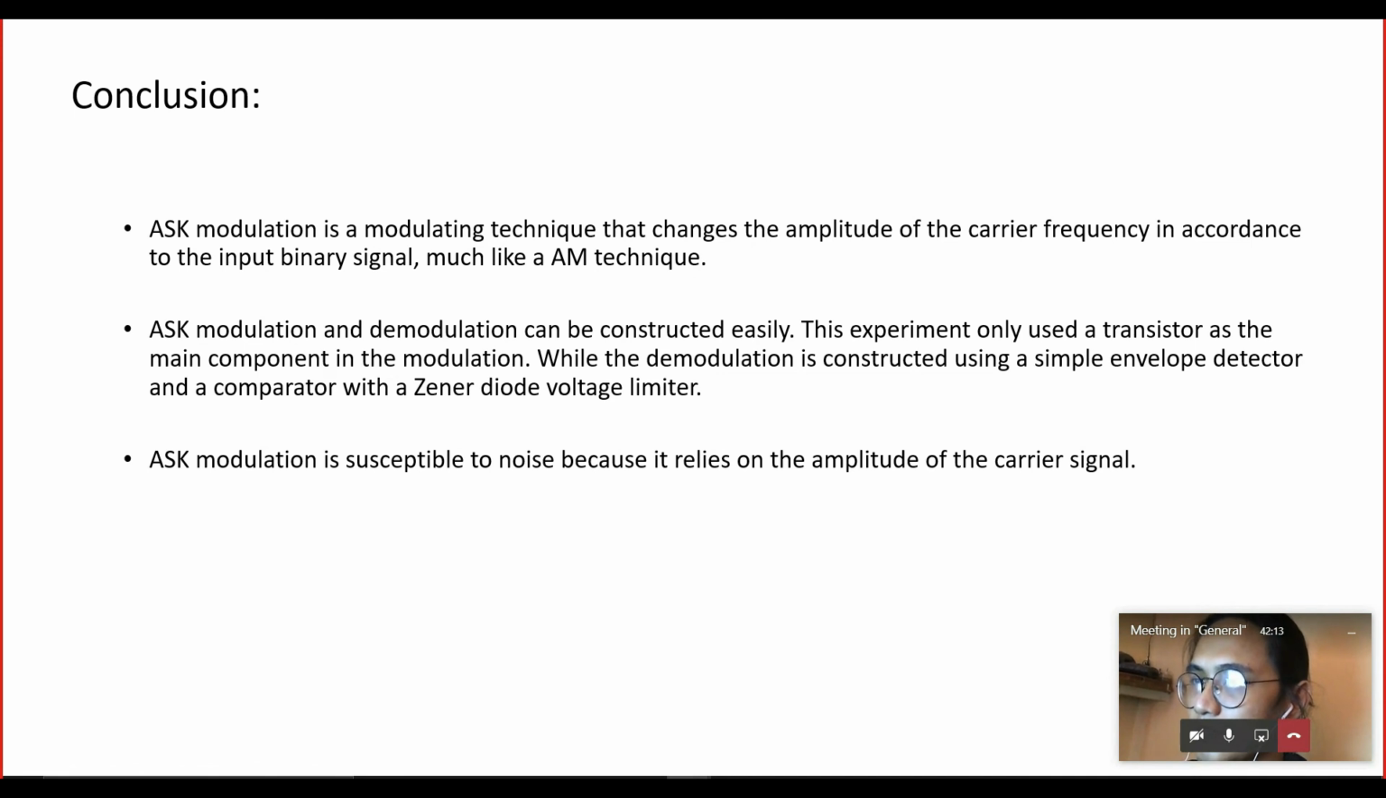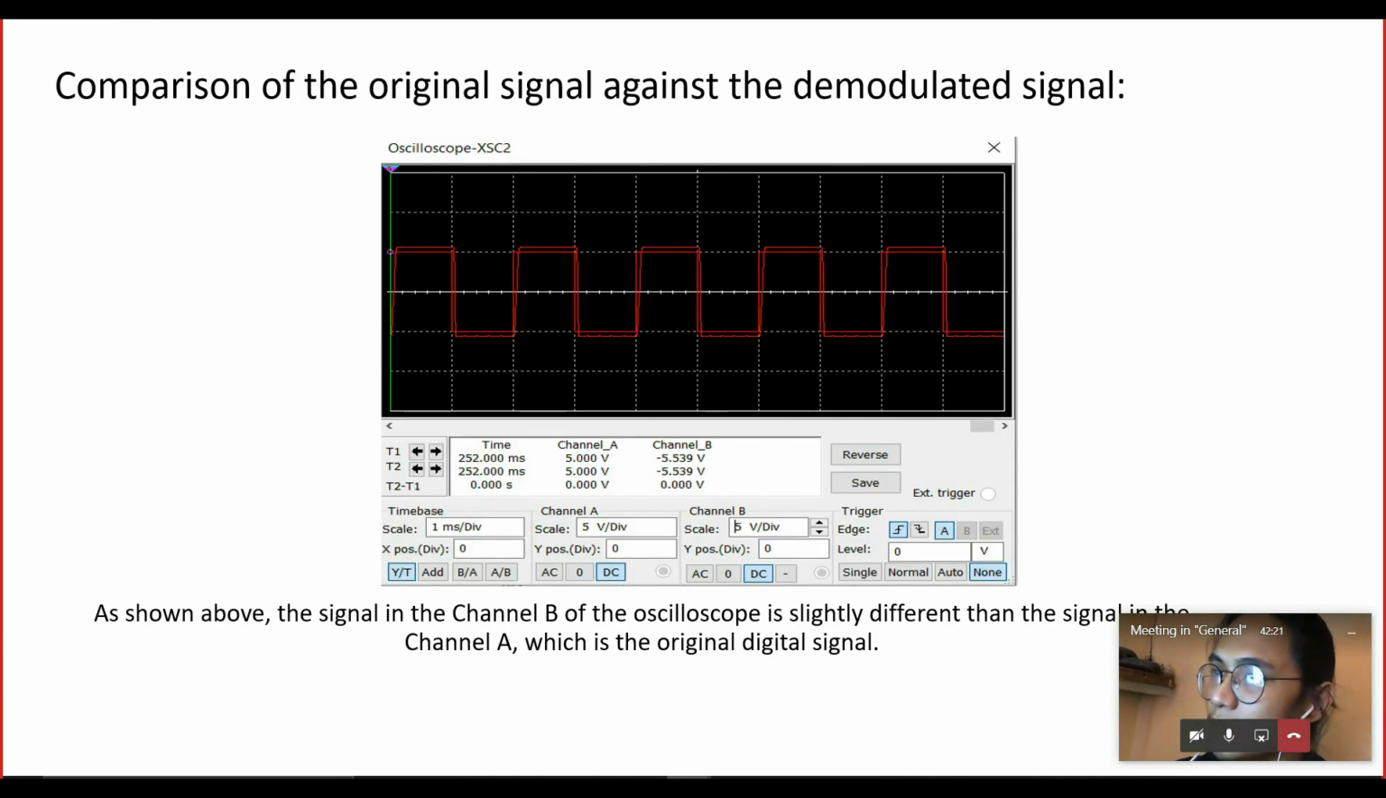And ASK modulation is susceptible to noise because it relies on the amplitude of the carrier signal. So as we saw in the results, the demodulated signal isn't exactly the same compared to the original signal. This is because of the different components in the demodulator circuits, and different elements such as atmospheric noise can affect the ASK signal greatly.